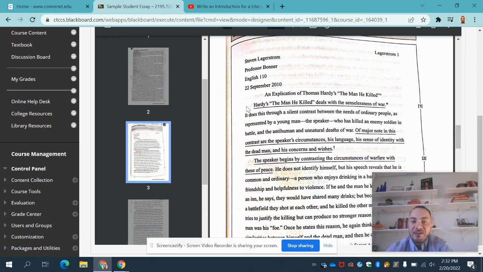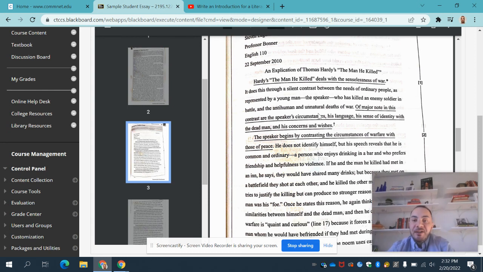From there, the next sentence, which we might consider a bit of background information, the writer is identifying what technique the poet is using in order to make the points that the poet is making. So in this case, there is a focus on the idea of contrast. So contrast is a tool or a technique that's going to be used throughout the poem. The contrast is representing the difference between a young man's experience killing an enemy soldier and the unnatural death of war, right? So we're looking at those two things and contrasting one with the other.